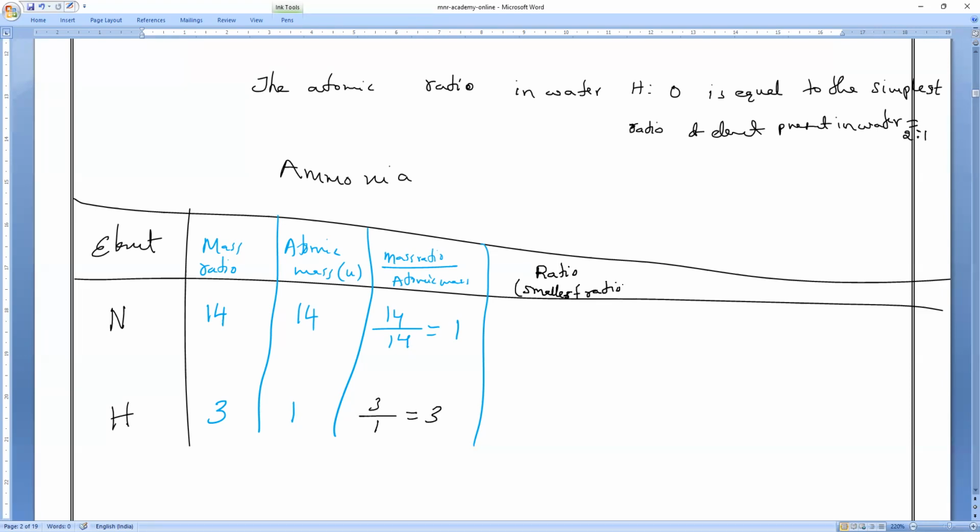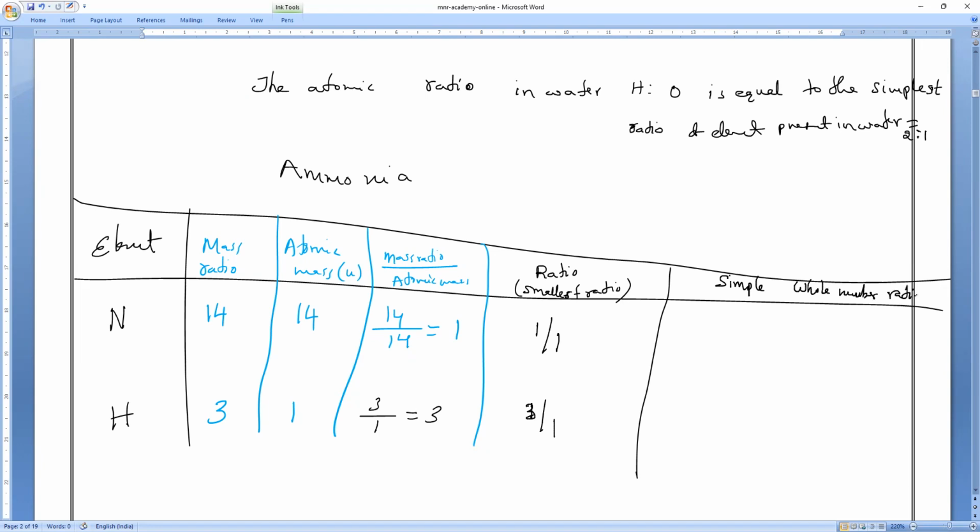So now we have 1 and 3. Which is the smallest one? All of you: 1. So divide both with 1. 1 by 1, 3 by 1. Divide with that. Then what is the simplest whole number ratio? Everybody?